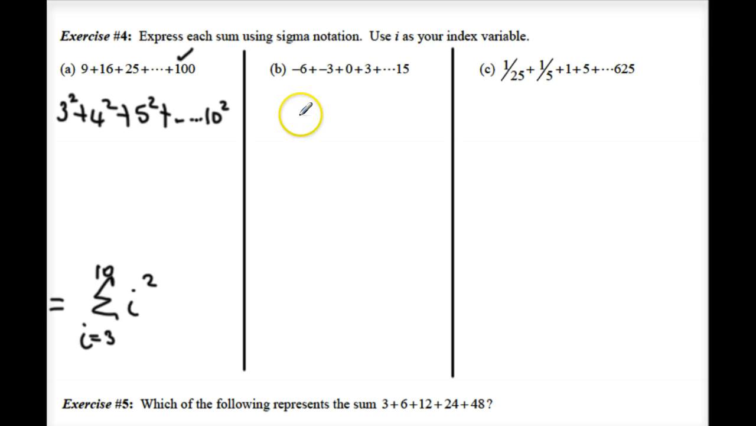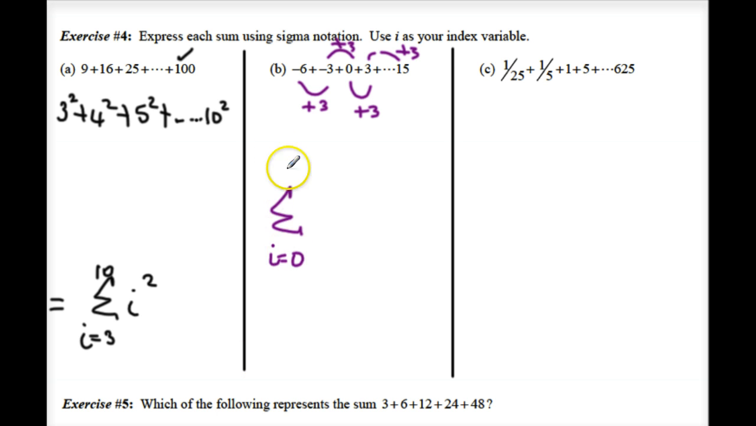Now B gets a little bit more tricky. It's not as easy. If you look at B, -6 plus -3 plus 0 plus 3 plus 6, it says notice that each term is 3 more than the previous. So from here to here, what did I do? I add 3. From here to here, I add 3. From here to here, I add 3. From here to here, we're going to keep going and add 3. So I know my summation is going to be something. I know I'm going to start at 0.